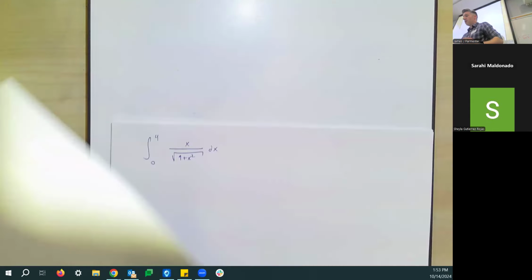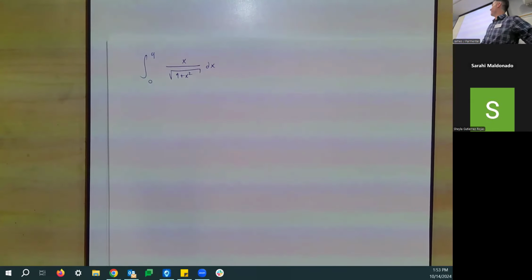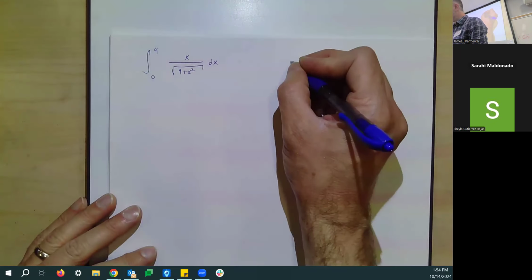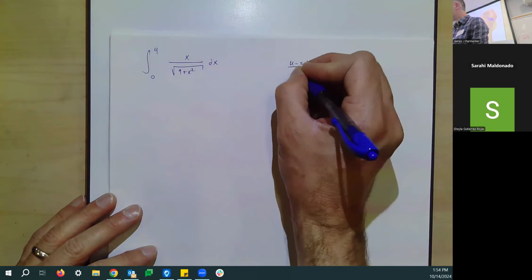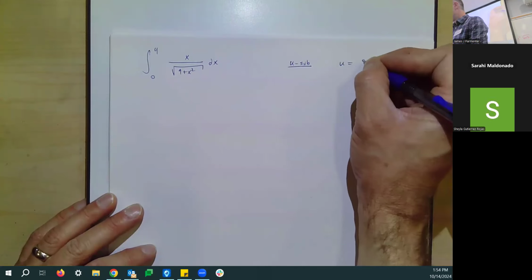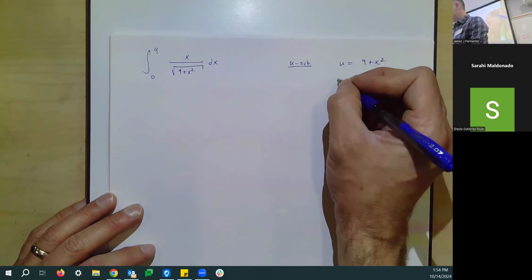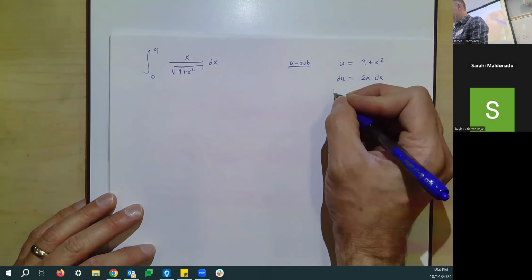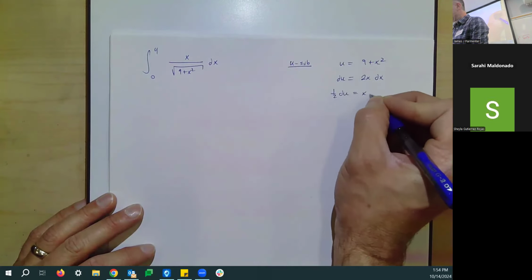So the issue here is that we can't just antidifferentiate that directly. We have to do one of our methods, and it's probably a u substitution. So we're going to do a u sub. I think there's an obvious choice. u should be 9 plus x squared. Our du is going to be 2x times dx. And I would say 1/2 du is equal to x times dx.